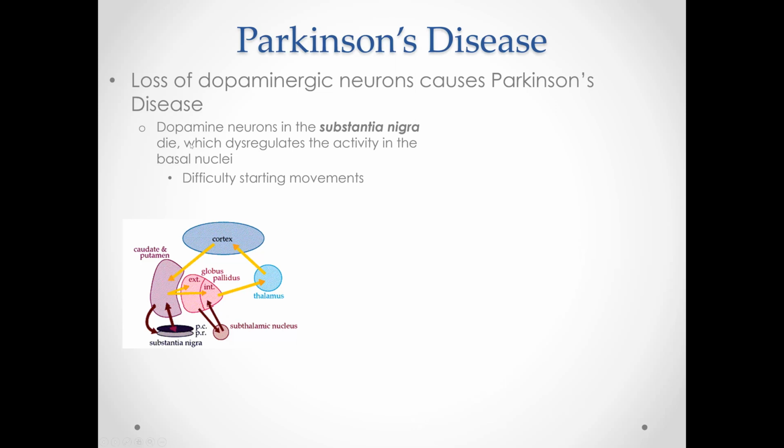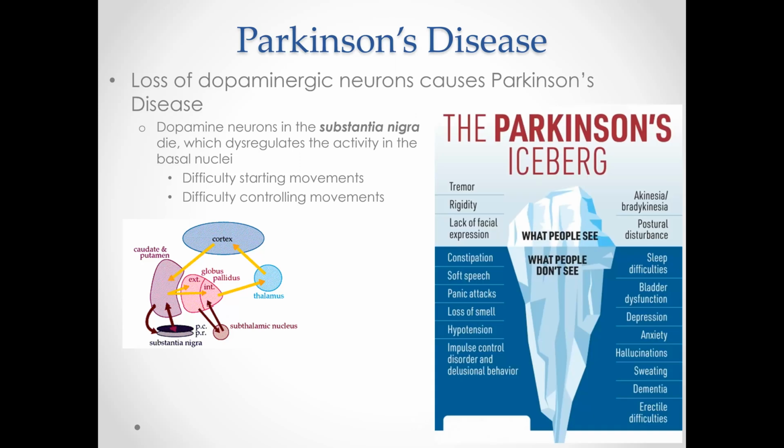So you have difficulty starting movements. You don't get those opposing muscles to relax, and your muscle tone doesn't shift the way it should. So you have trouble actually starting a movement. And then once you do start a movement, you can have difficulty controlling that movement, and you might actually have to concentrate very hard to produce a controlled movement. And that is actually what we just call the tip of the Parkinson's iceberg.